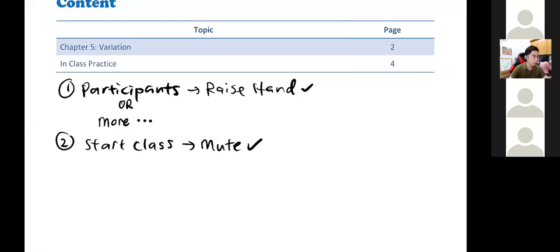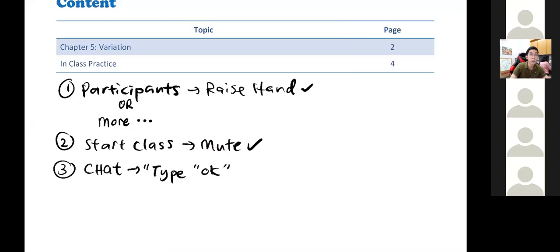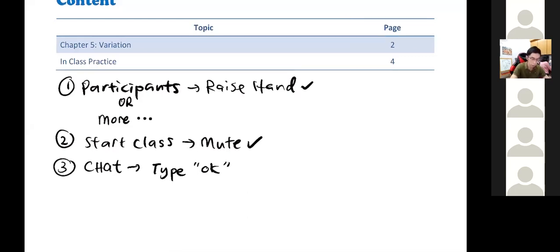So the next thing, can you find the chat button? If you found the chat button, you go to the chat and you type OK. I want to see whether you found it or not. So there's a few things I want to make sure everybody can get it. Okay. Fantastic.